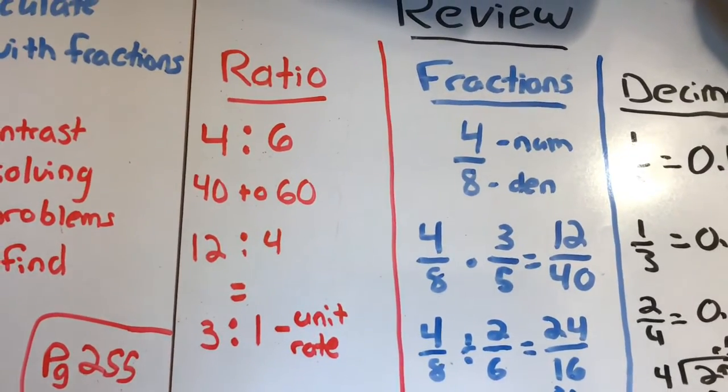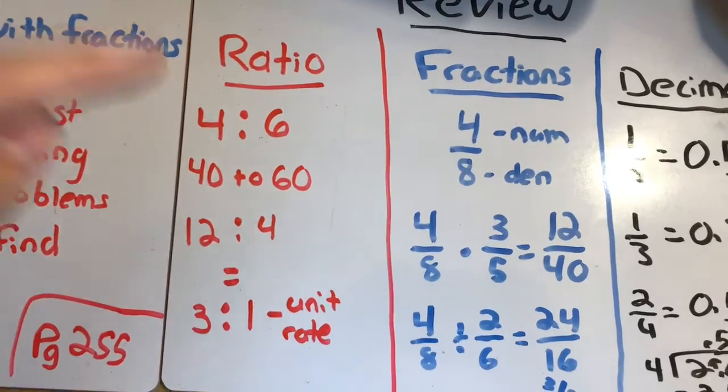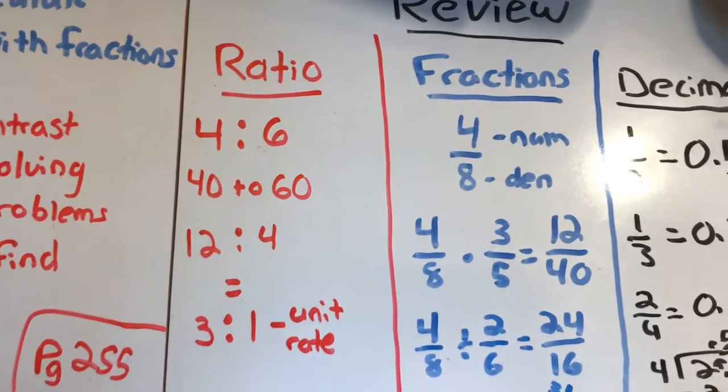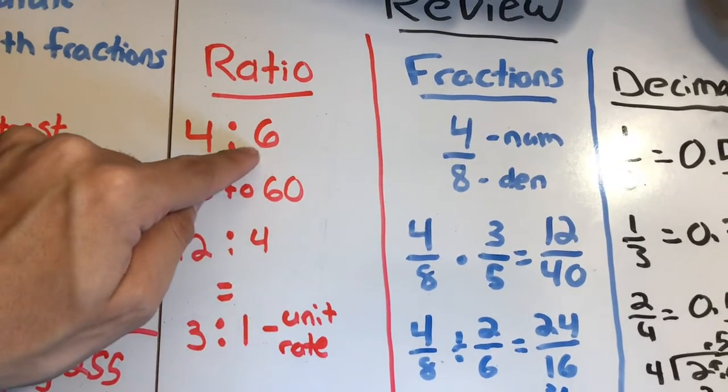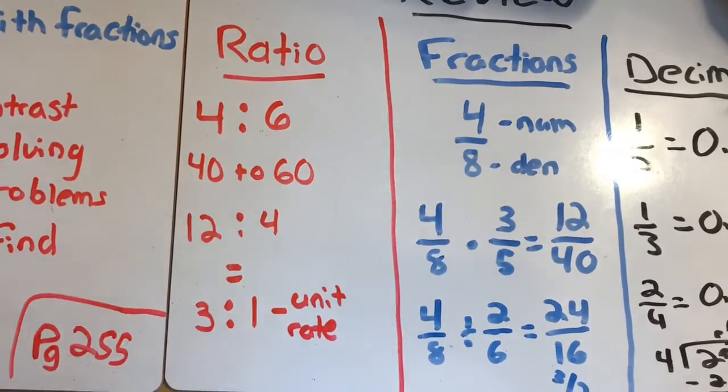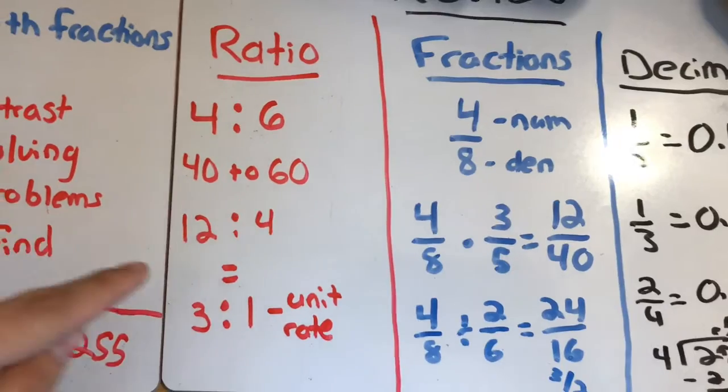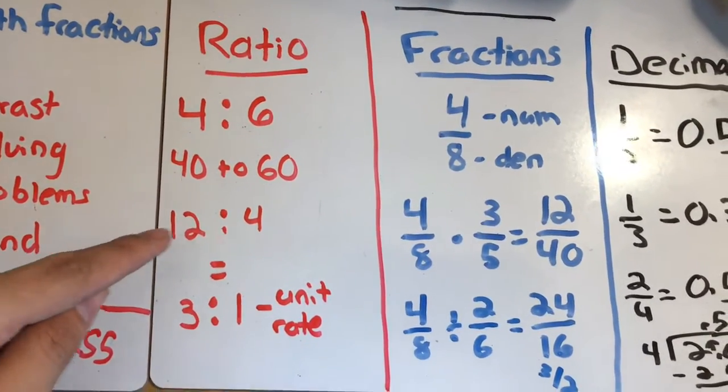Equivalent ratios increase at the same rate. So right here, you notice that they're increasing by 10. 4 times 10 is 40, 6 times 10 is 60. And then another ratio is 12 to 4, just another example.